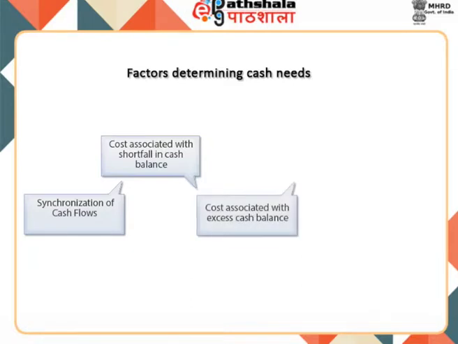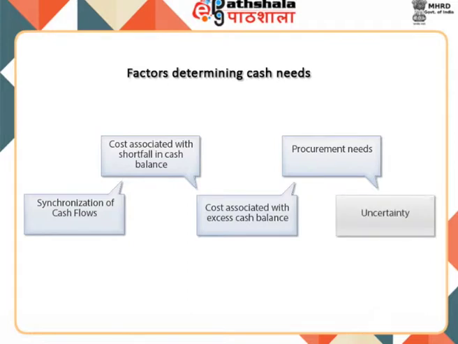Third, excess cash balance cost. If the firm has excess cash, then also it bears the cost in the form of opportunity loss to earn interest on the excess cash which could otherwise be invested elsewhere. Fourth, procurement needs. These are costs associated with establishing and operating cash management activities. Fifth, uncertainty. As the business operates in uncertainty, there are certain costs which crop up suddenly, like immediate demand by supplier to make the payment, sudden rise in prices of raw materials, etc.